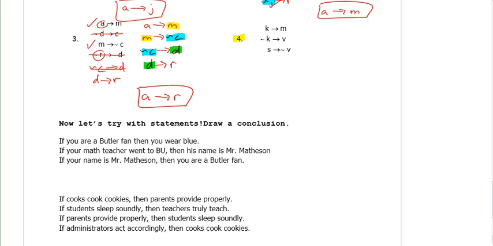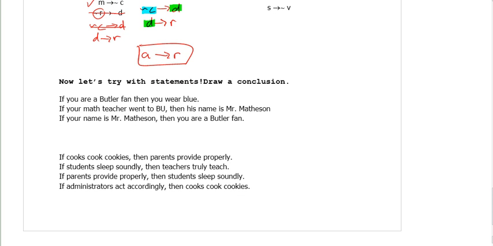I'm going to do one of these last examples, and then I'm going to want you guys to try this example down here. We might even do that one in class. So, if you are a Butler fan, then you wear blue. If your math teacher went to BU, then his name is Mr. Matheson. If your name is Mr. Matheson, then you are a Butler fan.